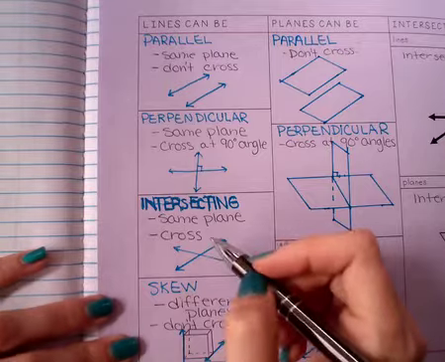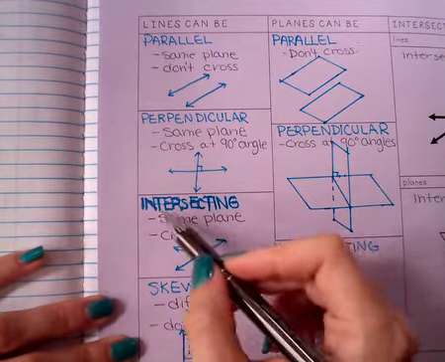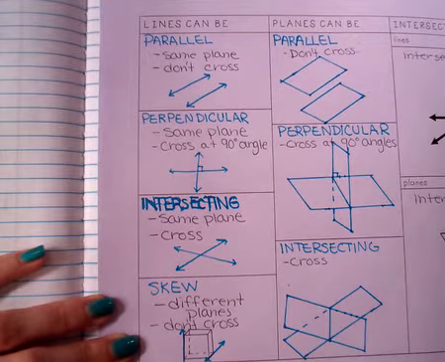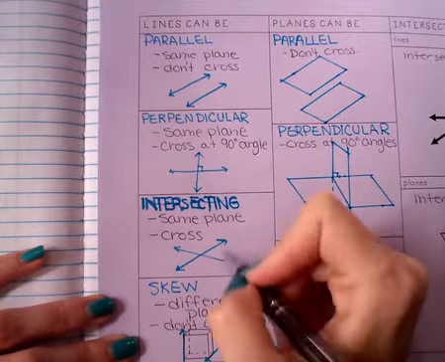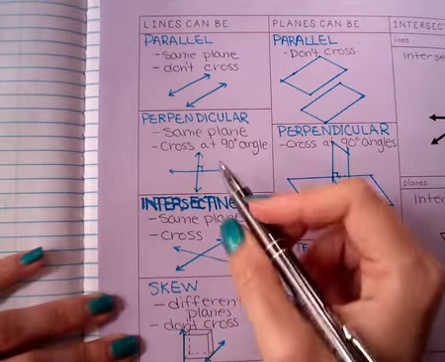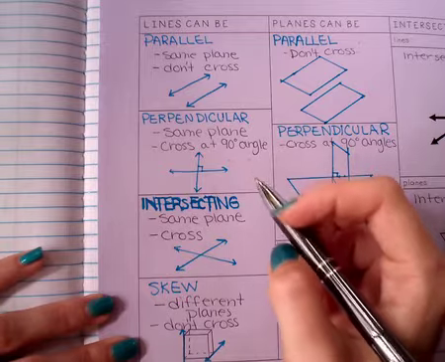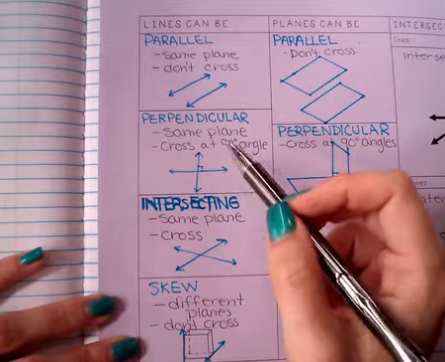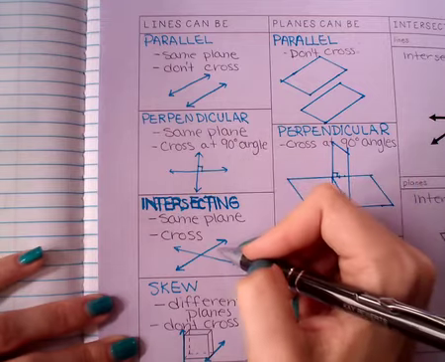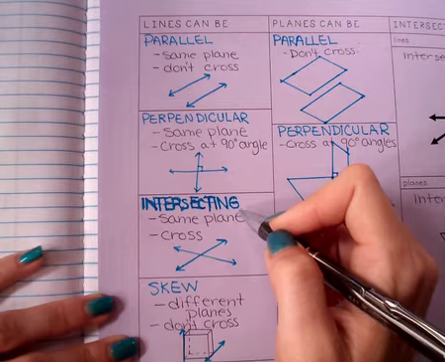A third way that lines can be related is that they can be intersecting. This is the third way that lines can lie in the same plane. They are crossing each other, these two lines, but they're not crossing at a 90-degree angle. So if the lines cross at a 90-degree angle, we are always specific to say that they are perpendicular. However, if they're not crossing at a 90-degree angle, then we'll say they are just intersecting.